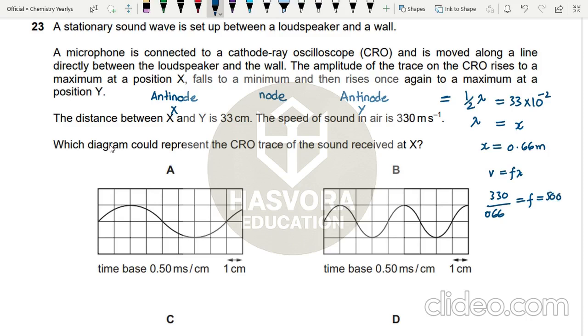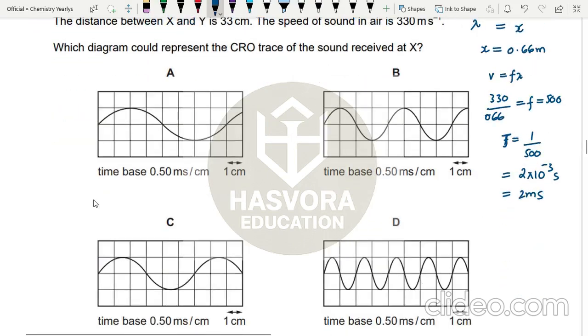You can just calculate the time period. So time period will be 1 over frequency. 1 over 500 actually becomes 0.002, or you can say 2 into 10 power minus 3 second, or you can also say 2 millisecond. Now what you have to do in these, how you have to choose between these graphs is that you have to calculate the time period for one wave on each of these.